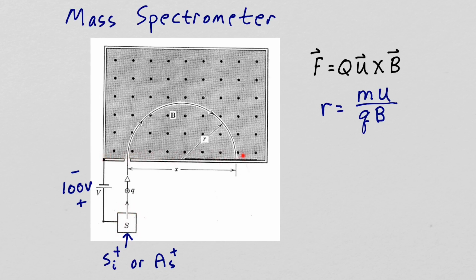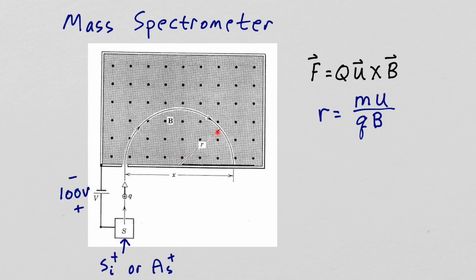Now, if the metal plate has an opening in it, those ions will proceed into a region where we have a magnetic flux density field. Once in that region, the force due to QU cross B will have them move in a circular motion. The radius of this circle is given by mu over QB. So if we know the velocity, the charge, and the magnetic field, from a measurement of the radius we can determine the mass of the particle.